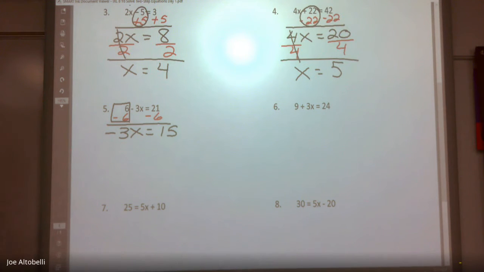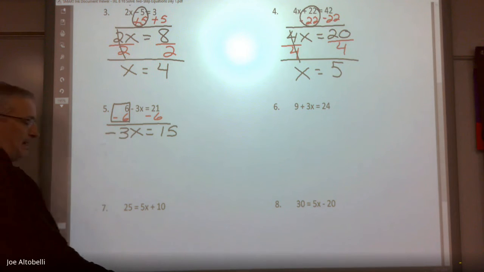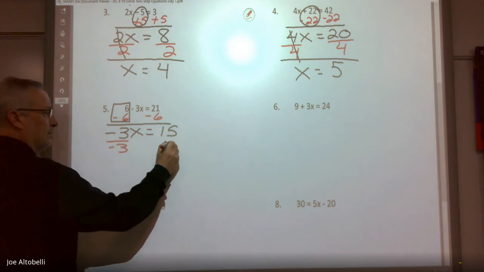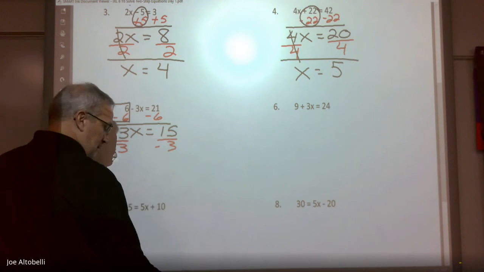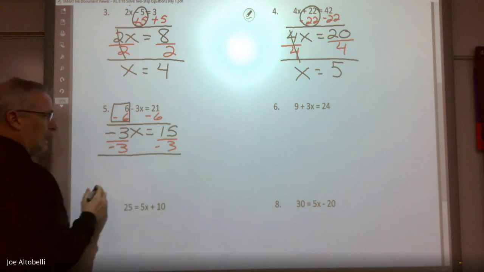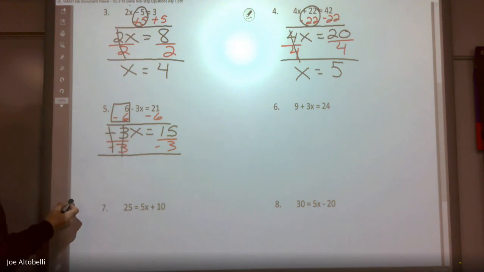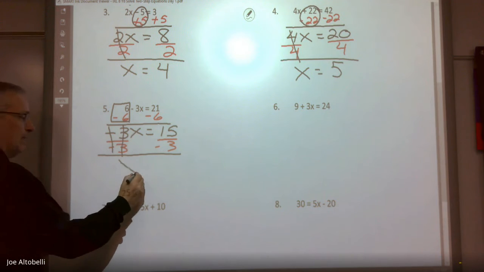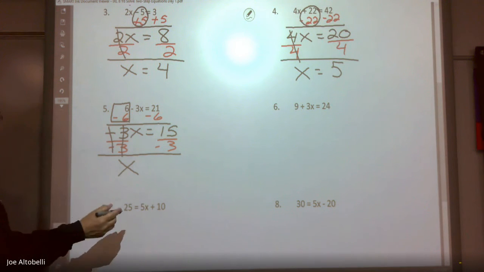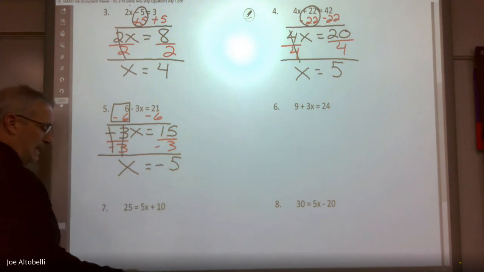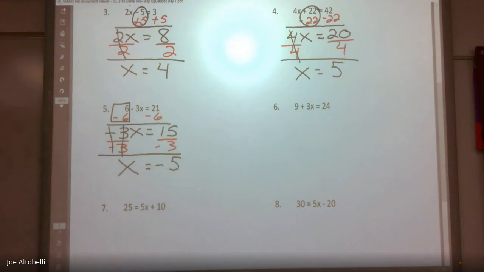Okay? Then how do I undo multiplying by a negative 3? Divide by the negative 3. Total line. This cancels. The negative cancels. The 3's cancel, leaving me with just the x, which I want. And that would equal a negative 5. Make sure you have that copied down.